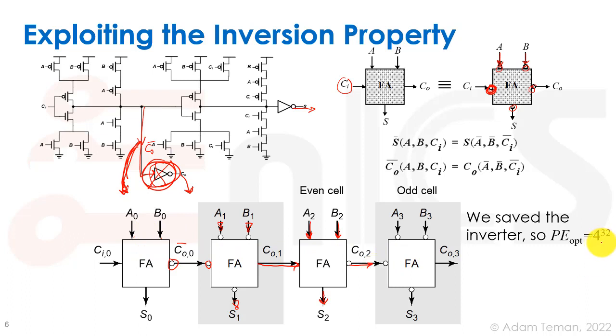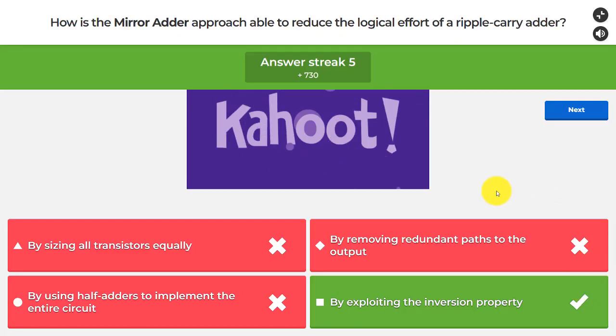It's still a huge logical effort, and therefore we continued on and showed how we can really reduce the logical effort to get an equivalent stage for each bit slice and fit it in our nicely equivalent sized bit slice design, which is something that we can do in a real design. So the answer is that by exploiting the inversion property, the mirror adder approach reduces the logical effort of a ripple carry adder.